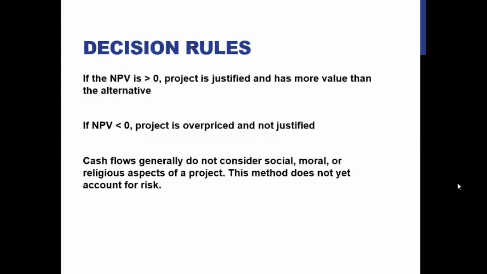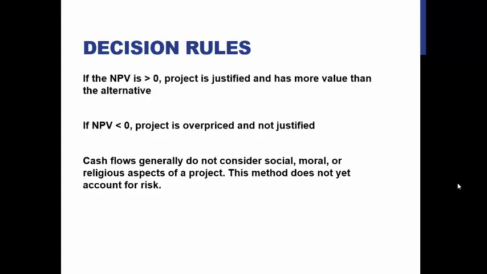So the decision rules. If the net present value or the future value or the annual value are all greater than 0, the project is said to be justified and has more value than the alternative, which is usually the do nothing. Don't invest the money, just do nothing. If the net present value or future value or annual value is less than 0, the project is overpriced and not justified because you do not recoup those benefits in addition to extra costs.